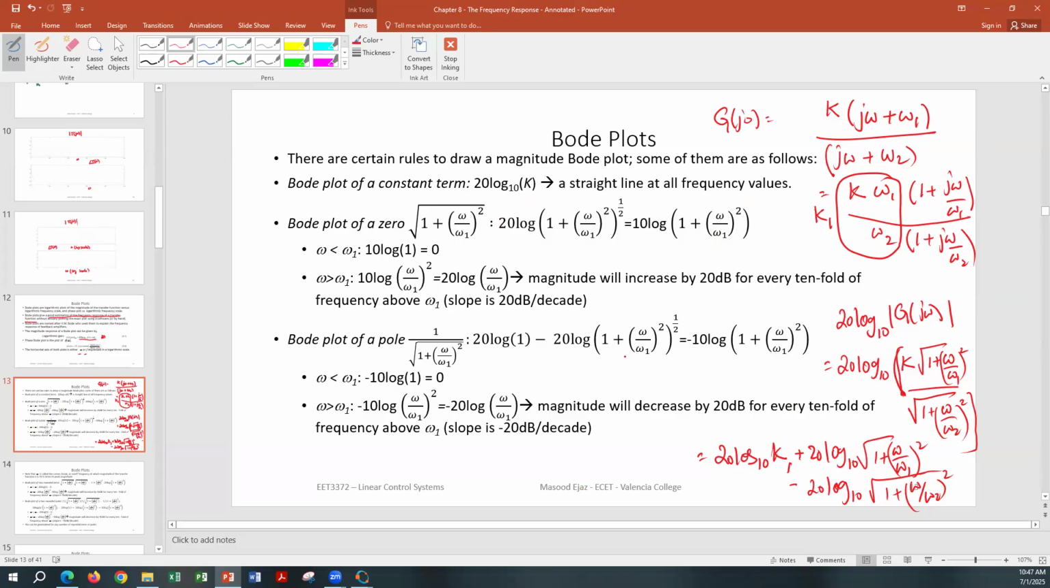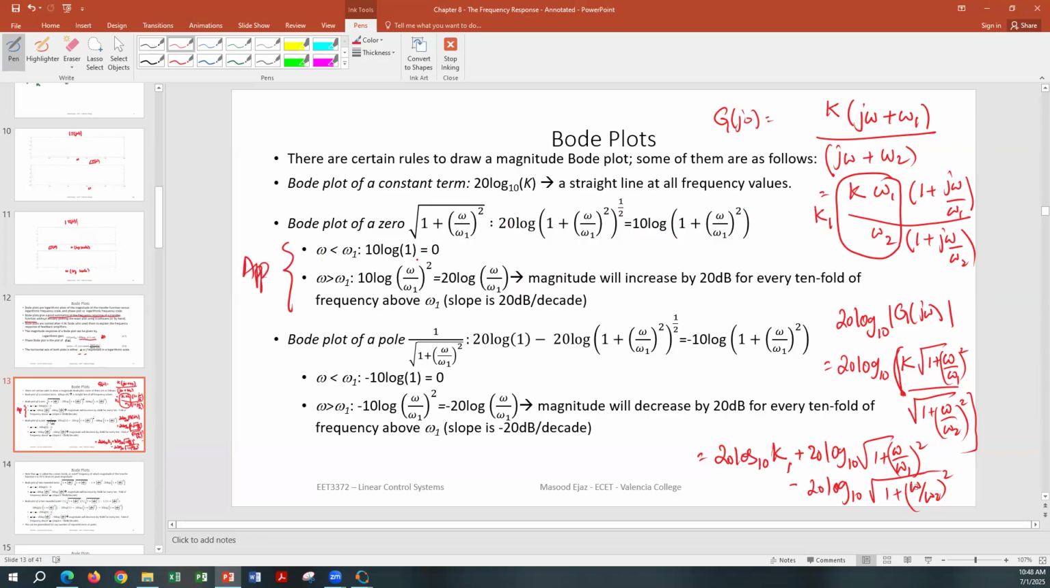Second is the Bode plot of a zero, which is 20 log 10 of the square root of 1 plus omega over omega 1 squared. Now this square root, of course, is a power of 1/2. So this 1/2 is going to come out front, multiply by 20, and that's going to become 10. So 10 log of 1 plus omega over omega 1 squared. Now the approximation that we are talking about, this is the approximation.